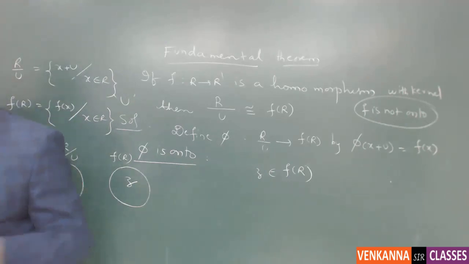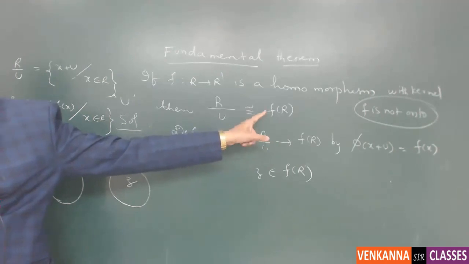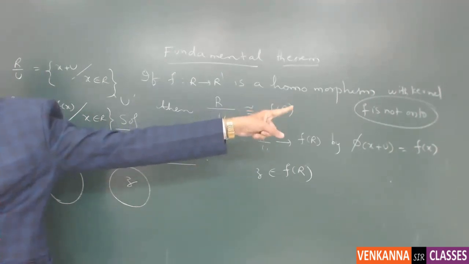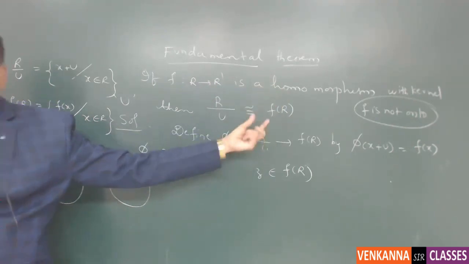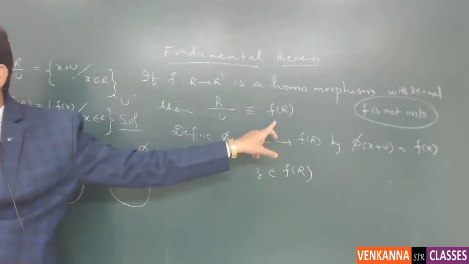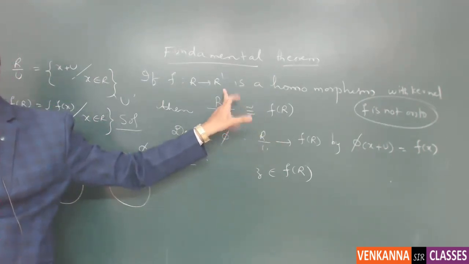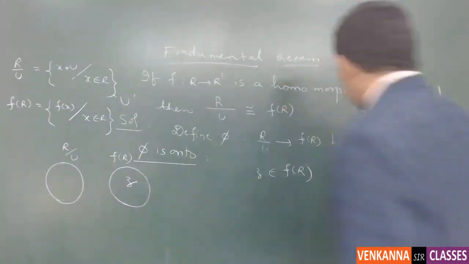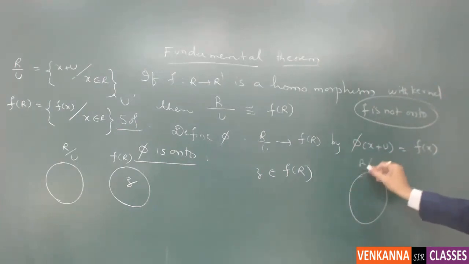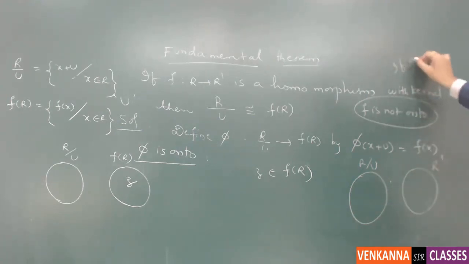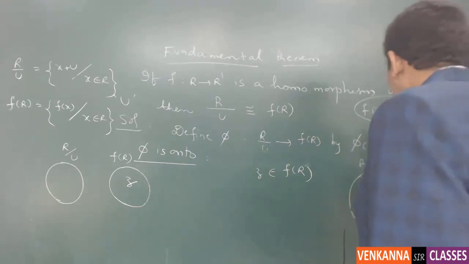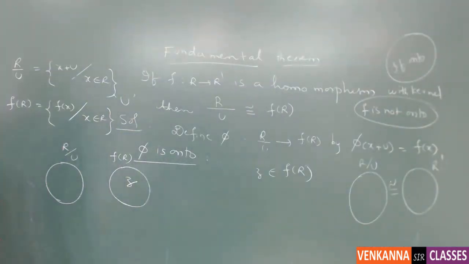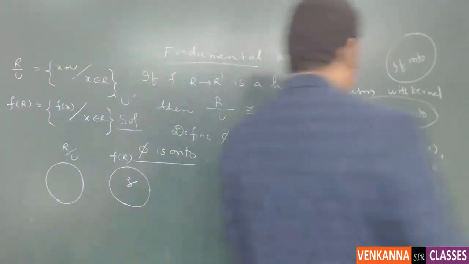If f is onto, we take f(R) as the image. If f is not onto, in place of f(R) we take all of R'. The purpose of onto is that the second set in the isomorphism condition is replaced with the codomain. So just imagine the picture: this is R/U, this is R'. If it is onto, then the condition becomes R/U isomorphic to R'. If not onto, then R/U is isomorphic.